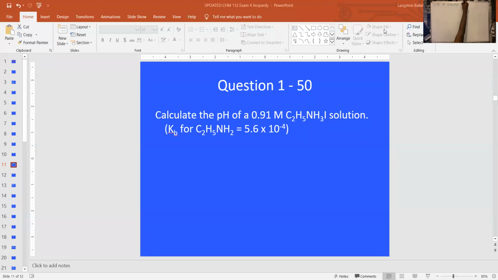So it gives you a Kb of 5.6 times 10 to the negative 4 of C2H5NH3.